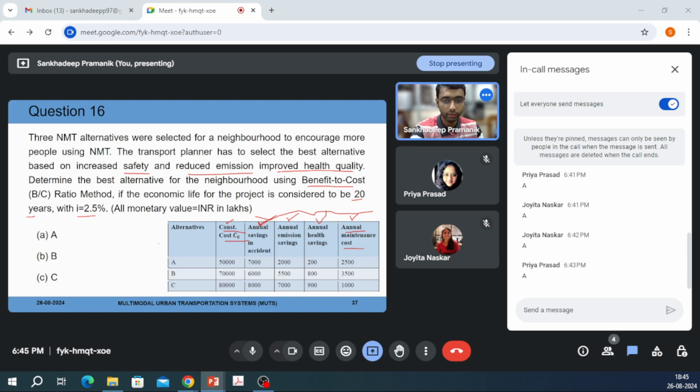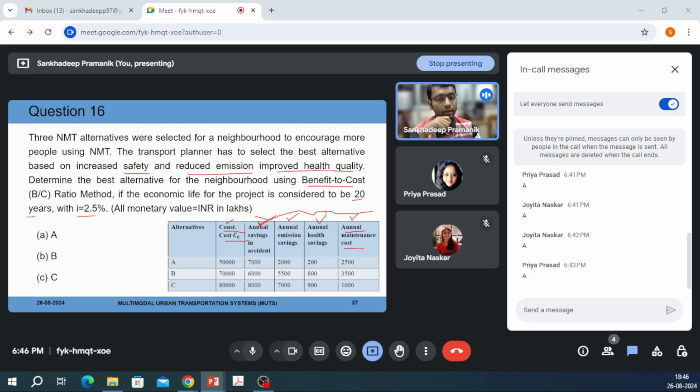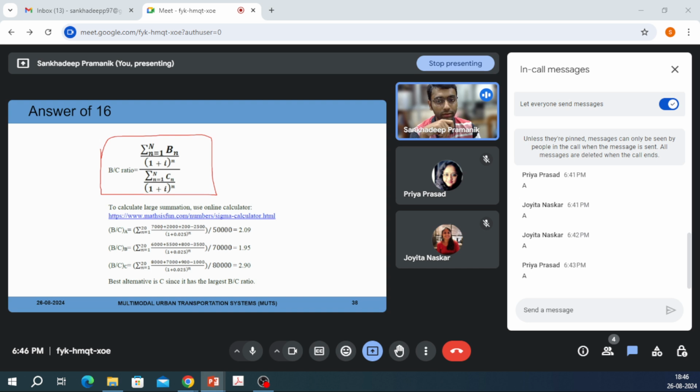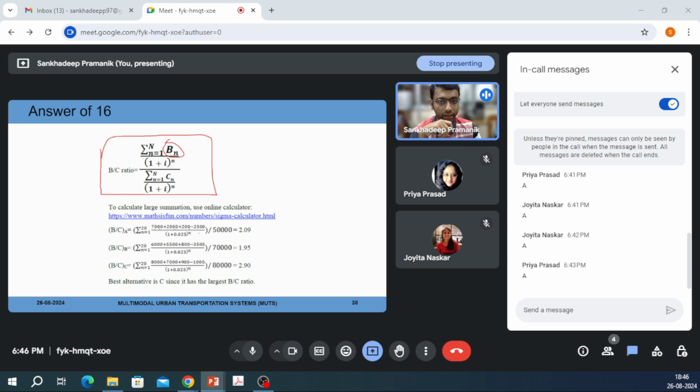Calculating it might be time consuming. We generally follow this formula for the benefit cost ratio. Here the benefits are annual savings in accident, annual emission savings, and annual health savings. These are all benefits, so they come under positive in the numerator. And annual maintenance cost is negative because it is money we have to spend, so minus 2500.